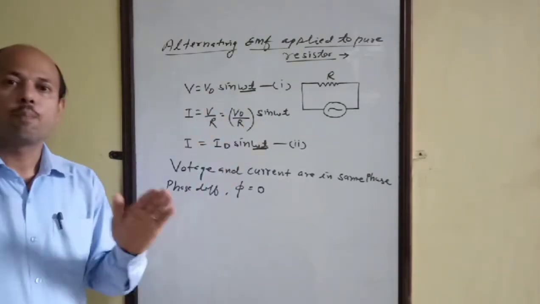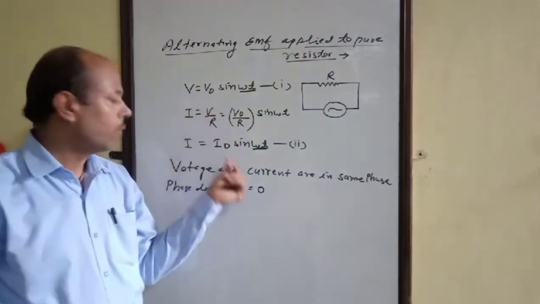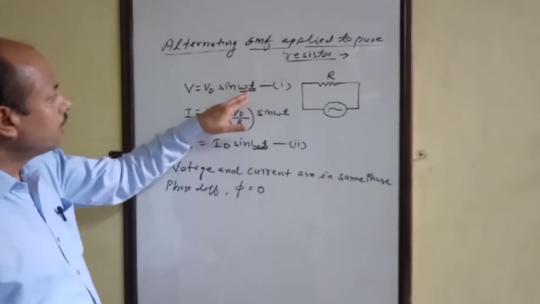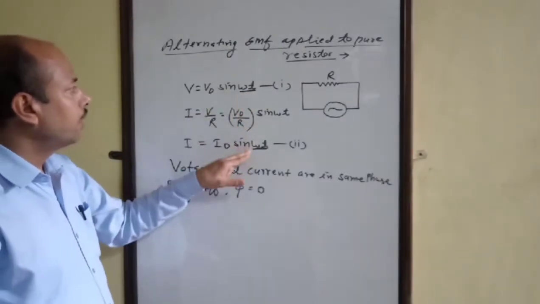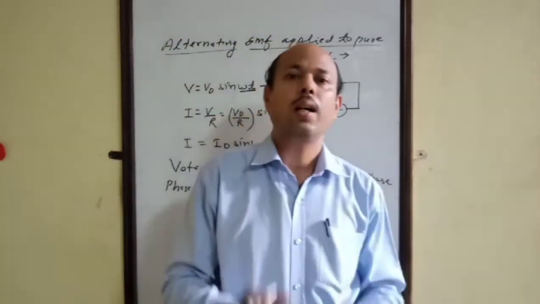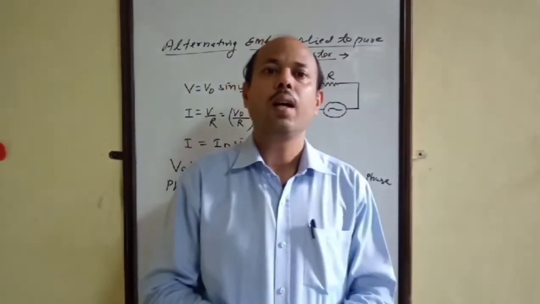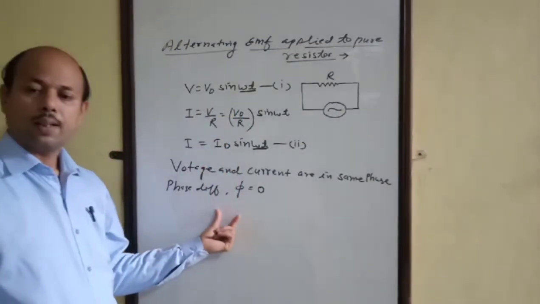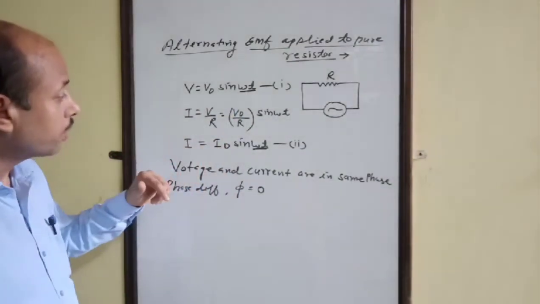V naught is the peak value of voltage while I naught is the peak value of current. And we are easily able to understand that in the case of a resistor, voltage and current are both in the same phase. It means there is no phase difference between voltage and current. Now this we can also represent by a diagram.